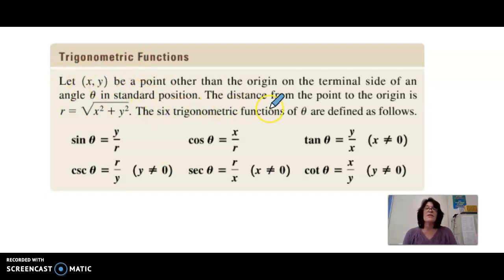The 6 trig functions of theta are defined as follows. You just wrote that down, so you already have these notes, but I have it in your notes twice. I'm sorry, I really want to make sure you get this. Sine of theta is y over r. Cosine theta is x over r. This is just for completeness. They wrote, hey, by the way, when it's y over x, x can't be 0.